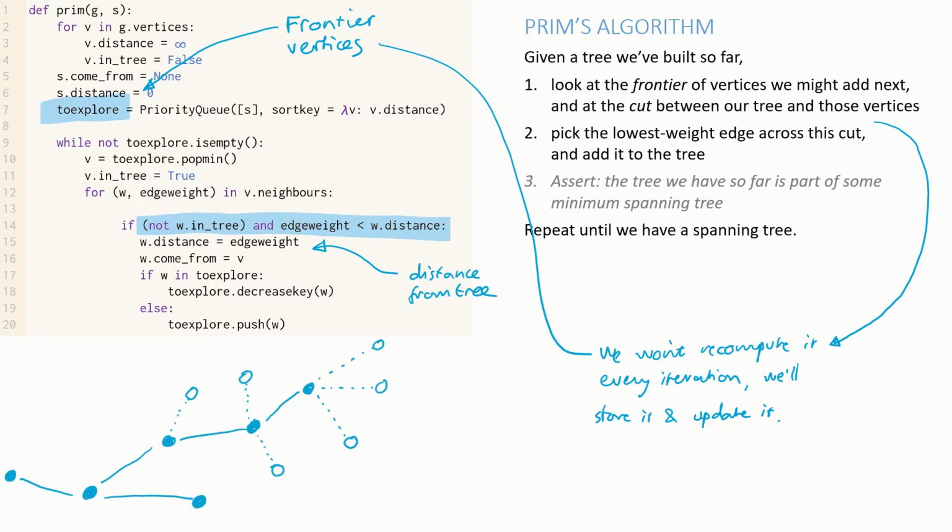So, when we pop a vertex v from the frontier, and we're looking at its neighbour w, we'd set w.distance to be equal to the weight of the VW edge, unless w is already closer to the tree via some other edge, and of course if w is already in the tree then we won't consider it at all.